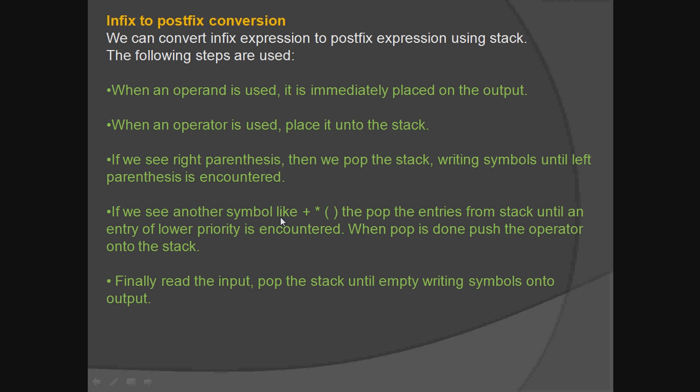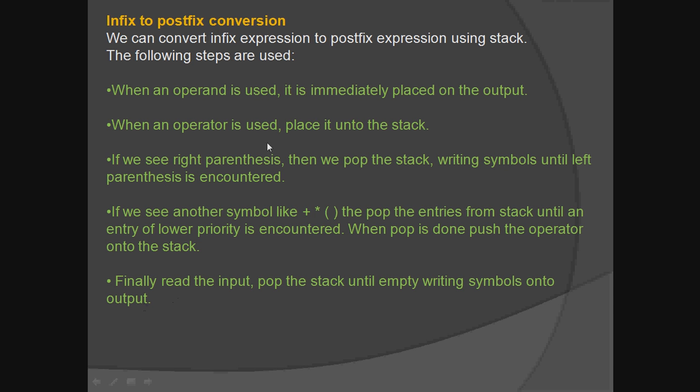Now if we see another symbol like plus, multiplication, or a parenthesis, then pop the entries from the stack until an entry of lower priority is encountered. This keeps going until an operator of lower priority is encountered. When the pop is done, push the operator onto the stack. Finally, read the input and pop the stack until empty. Once all the inputs are read, we have to remove all the operators and operands from the stack until it becomes empty, and that will be displayed as the output.